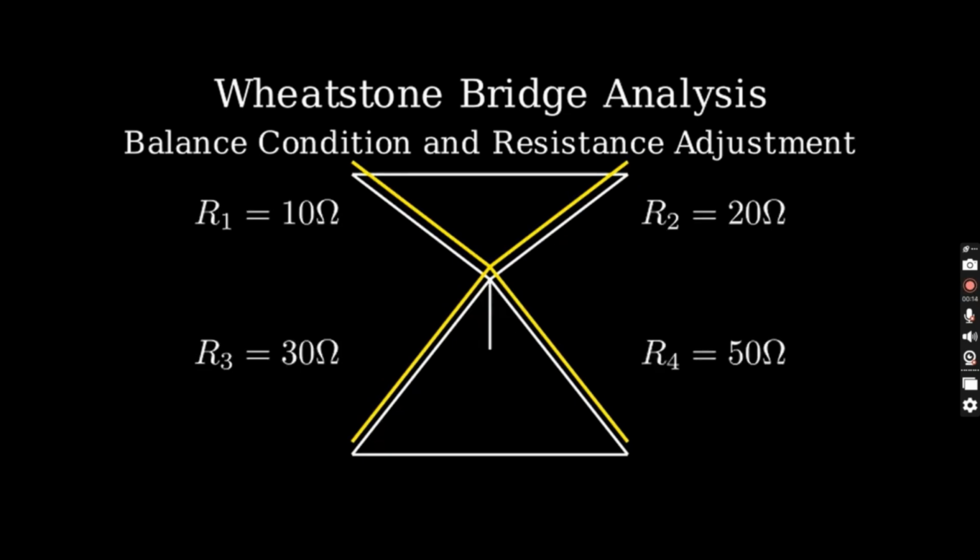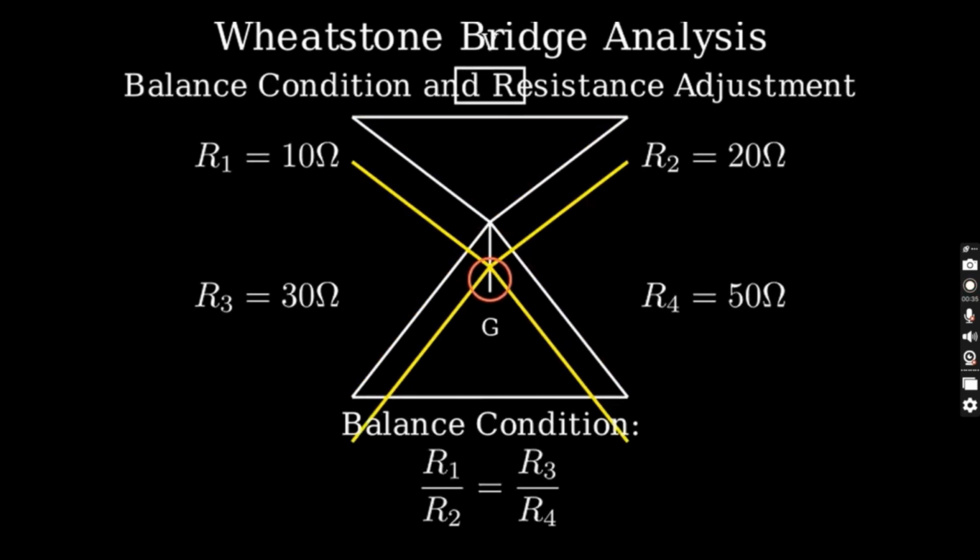We have R1 equals 10 ohms, R2 equals 20 ohms, R3 equals 30 ohms, and R4 equals 50 ohms. The bridge is connected to a voltage source, and we have a galvanometer connected across the bridge. For a Wheatstone bridge to be balanced, the ratio of resistances in one arm must equal the ratio of resistances in the other arm. That is, R1 over R2 must equal R3 over R4.